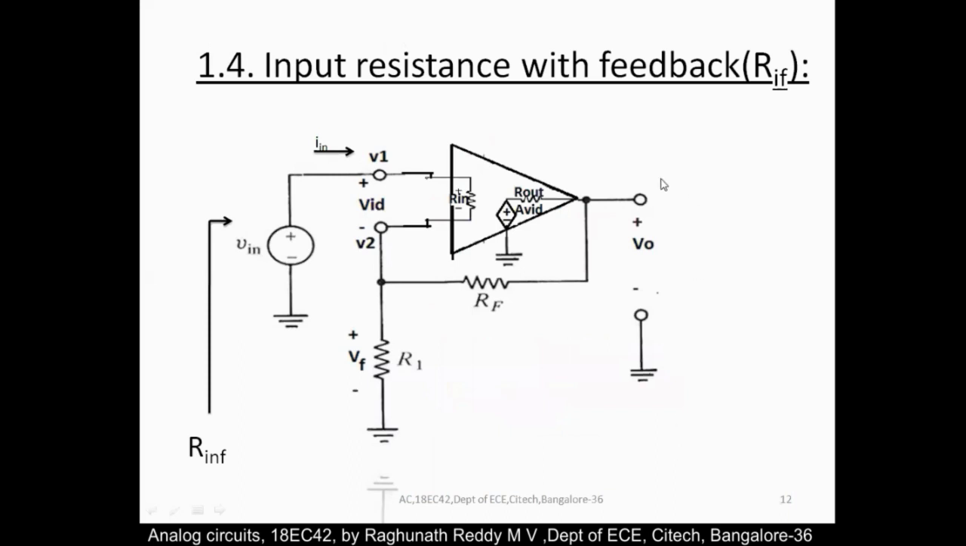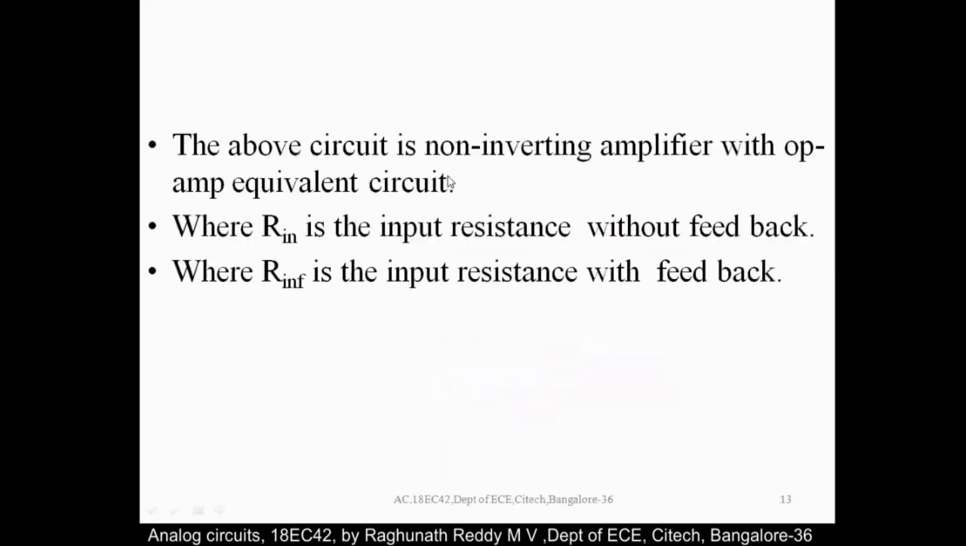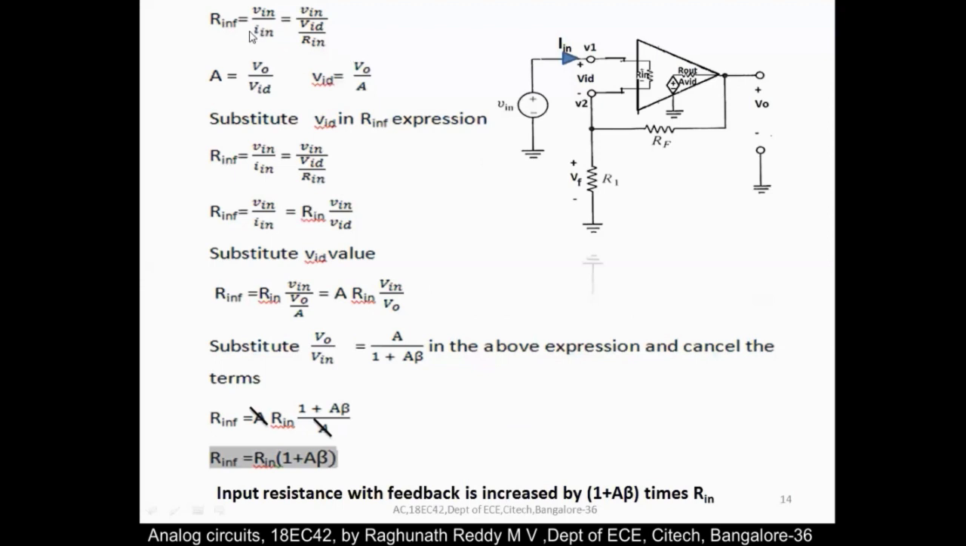Next, input resistance with feedback, Rif. The input signal Vin produces an current Iin. It will flow like this, and the drop across Rin is Vid. So Iin equal to Vid divided by Rin. Rif equal to Vin by Iin, that is Vin divided by Vid by Rin.